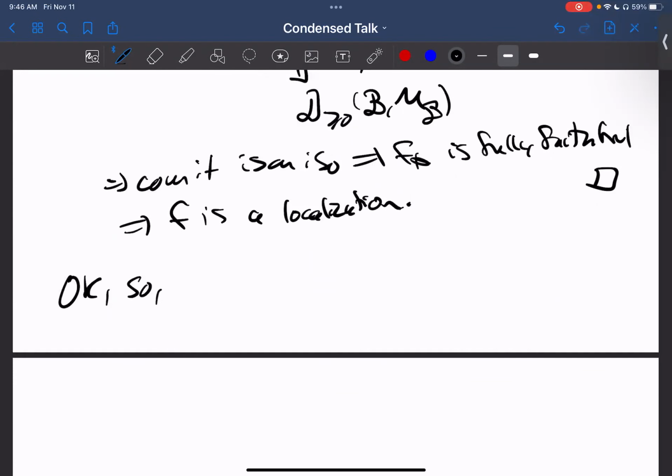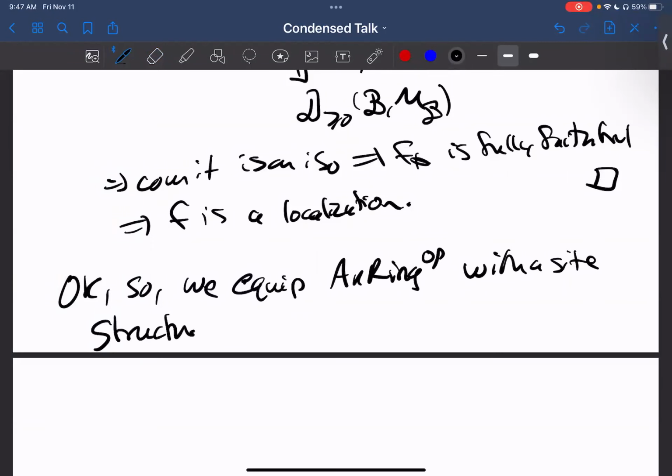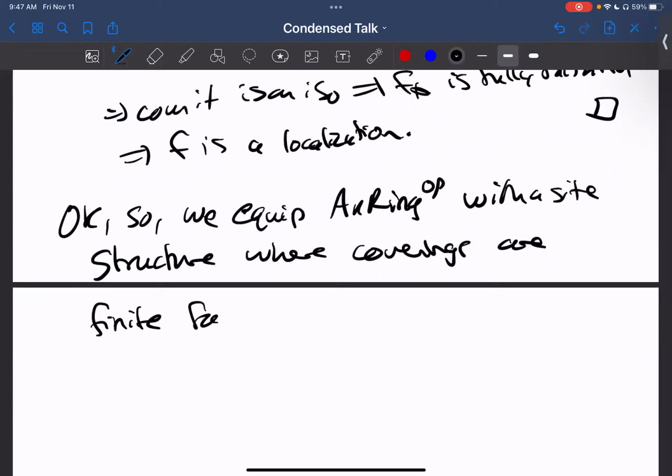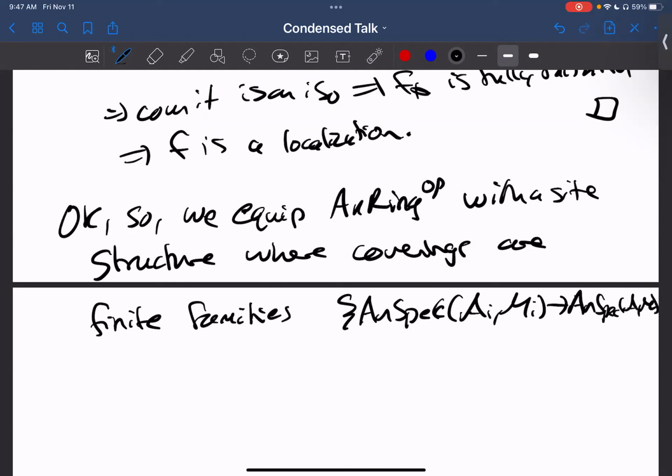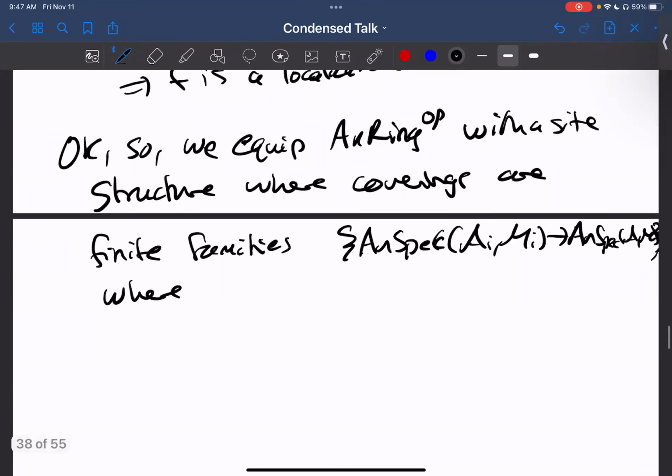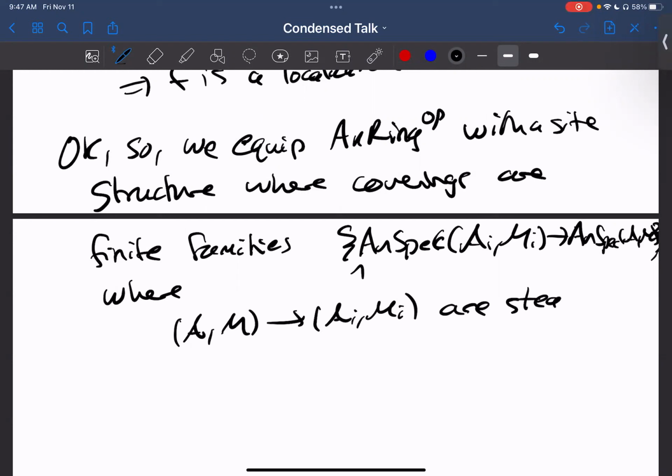So now we can come to our main point. We equip analytic rings opposite with a site structure where coverings are finite families, and I'm going to define this analytic spectrum notation in a minute, where the maps from A, M to A_i, M_i are steady localizations. Here we're in the opposite category, so that's why these arrows are reversed.